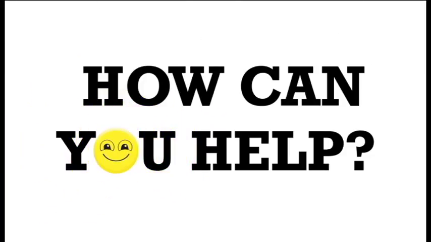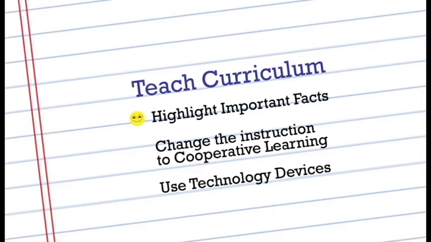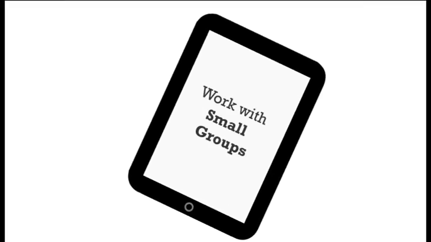How can you help? It is important to make the connection with education and the child's individual education plan. Teach curriculum. Highlight the important facets of the lesson. Change the instructional delivery to cooperative learning. Use technology devices in the curriculum. Kids who are struggling with reading or speech can use technology, such as ebooks, to help with reading. Students work in small groups.